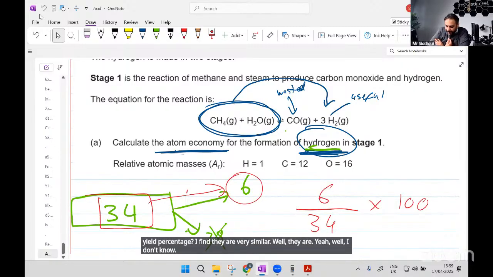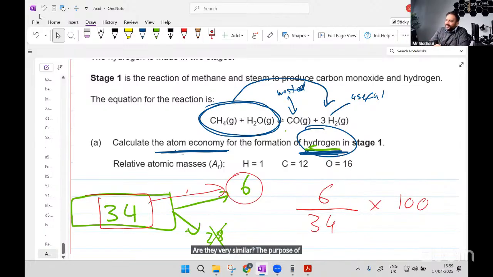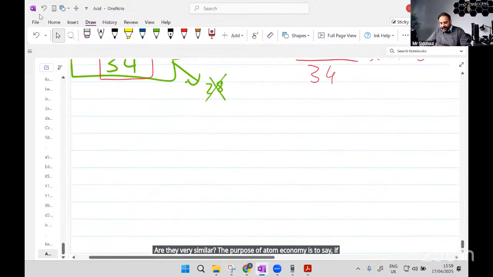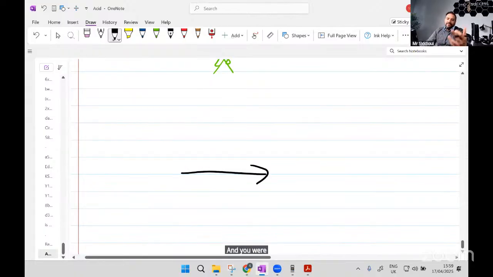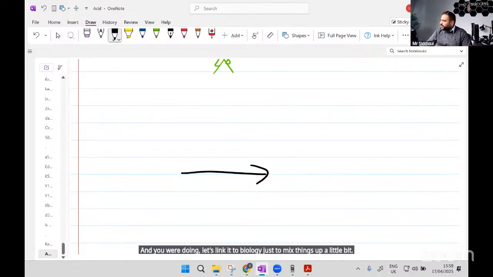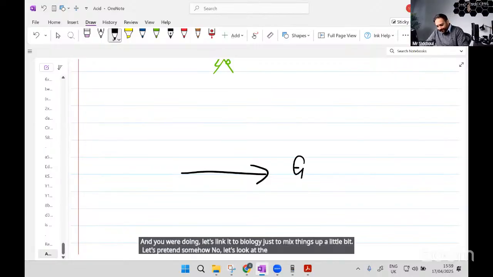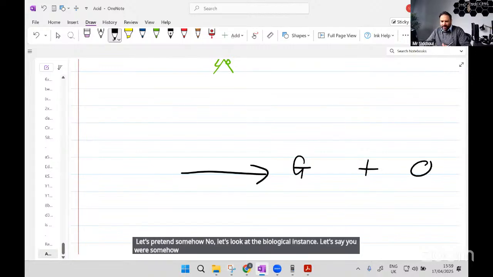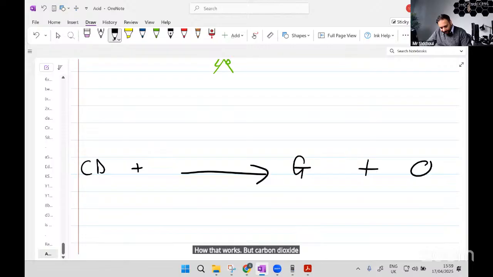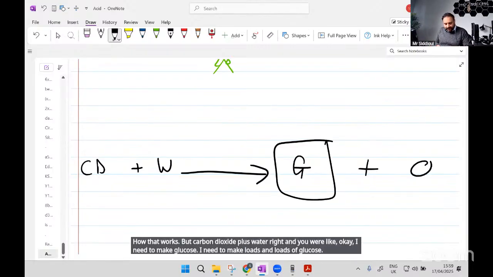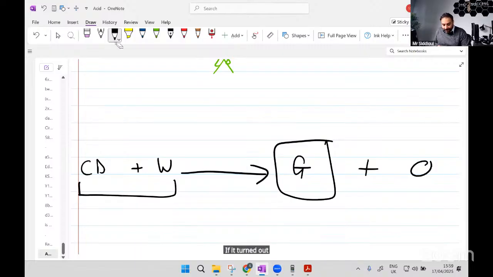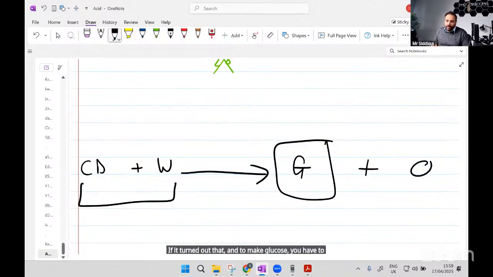Are they very similar? The purpose of atom economy is to say, if you were doing a chemical reaction, let's link it to biology just to mix things up a little bit. Let's look at photosynthesis. Let's say you were somehow responsible for making glucose. I don't know how that works, but carbon dioxide plus water, right? And you were like, okay, I need to make loads and loads of glucose. To make glucose, you have to react carbon dioxide and water together.